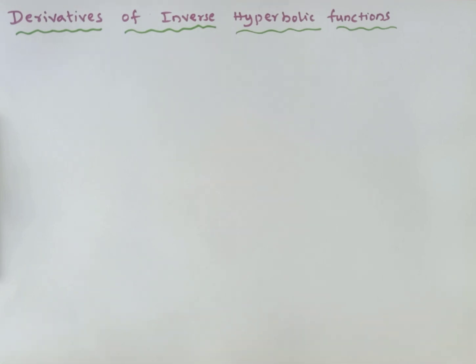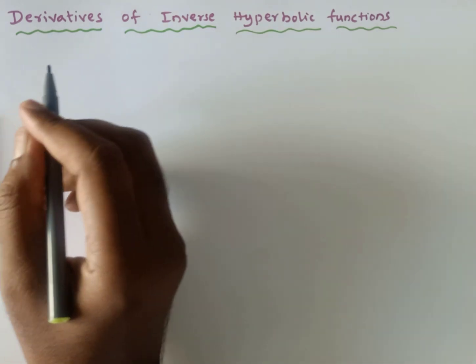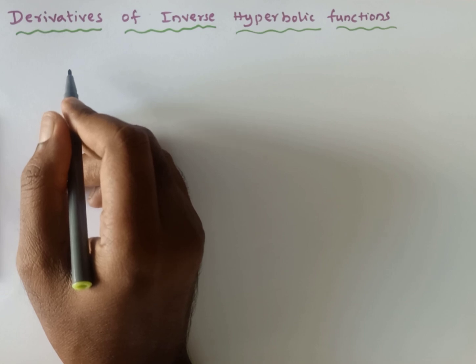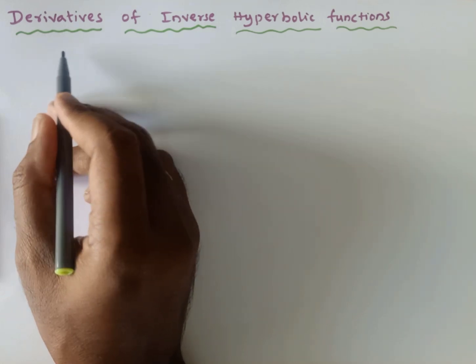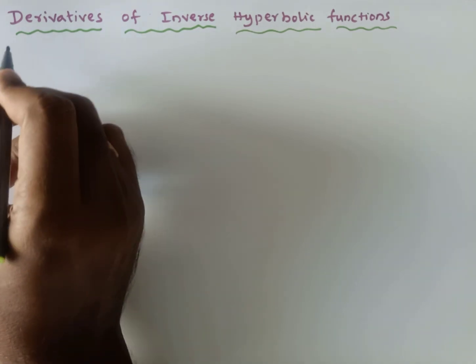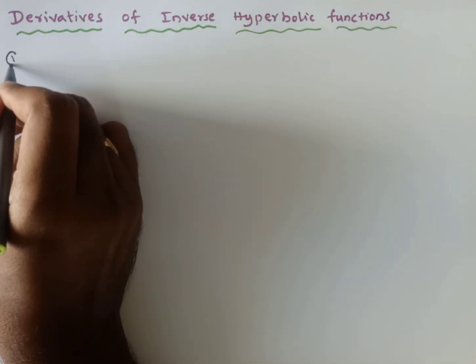The next topic is derivatives of inverse hyperbolic functions. So we need to show the derivatives of inverse hyperbolic functions. As we have seen the proofs for derivatives of inverse trigonometric functions, in a similar manner you can show the derivatives of inverse hyperbolic functions. Here I am writing only the formulas directly.